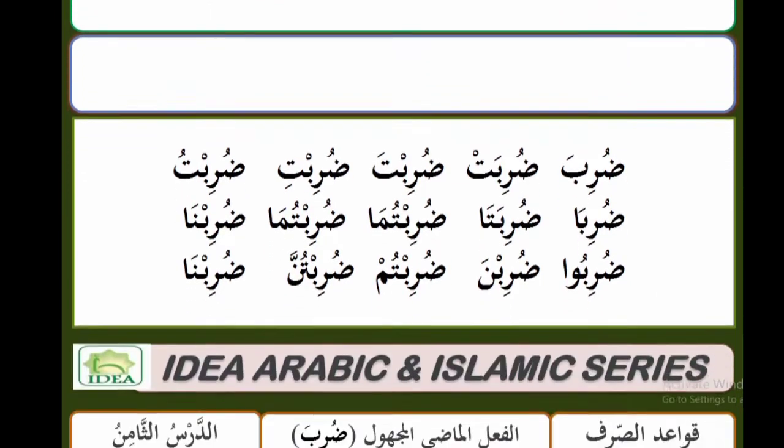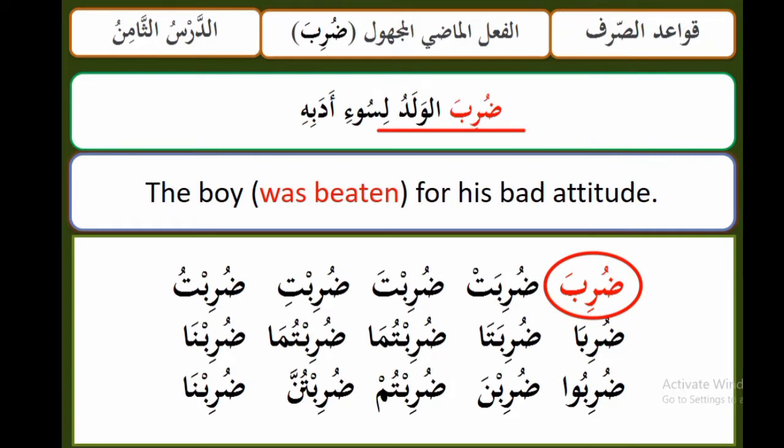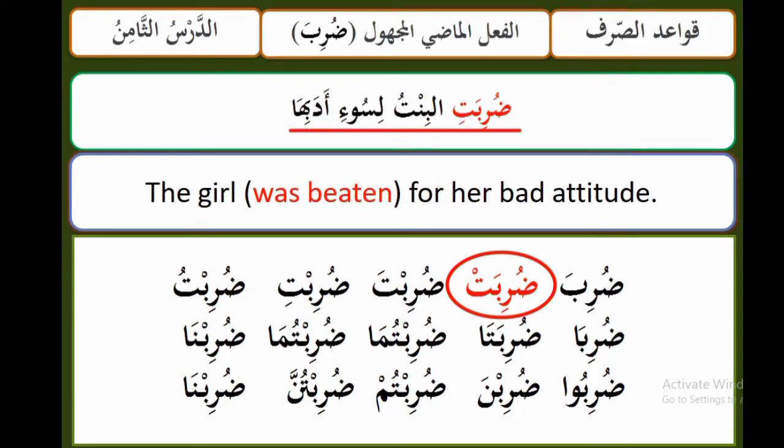So now let's look at the practical examples of each verb. The first is ضرب, and this means he was beaten. Example: ضرب الولد لسوء أدبه. This means the boy was beaten for his bad attitude. The next one is ضربت, and this means she was beaten. Example: ضربت البنت لسوء أدبها. This means the girl was beaten for her bad attitude.